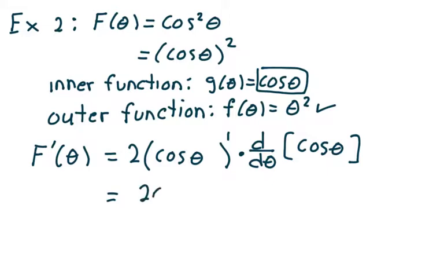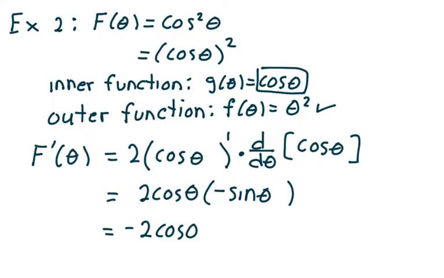So this is going to be 2 cosine theta times, remember that the derivative of cosine theta is negative sine theta. Okay? So this is negative 2 cosine theta sine theta. But I'm hoping you guys can get to this where you can say F prime of theta is negative sine 2 theta. So that's the trig identity for that.